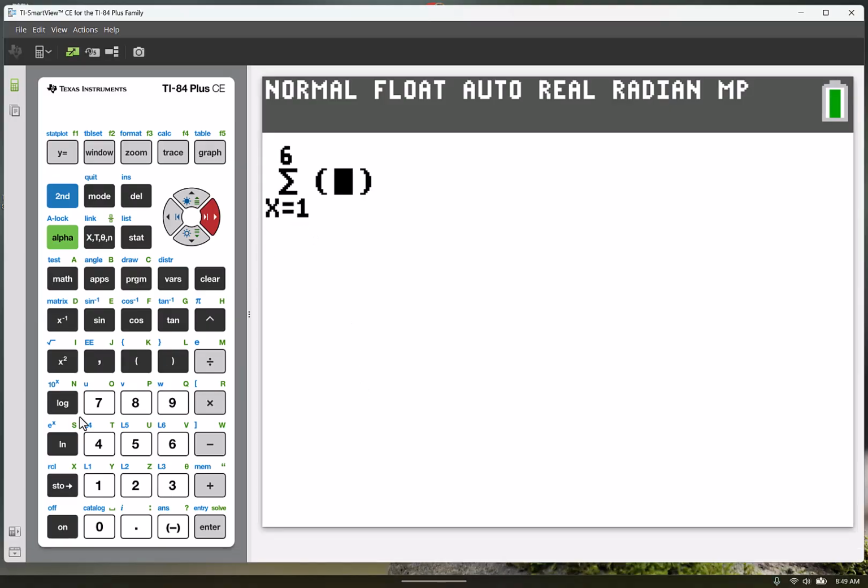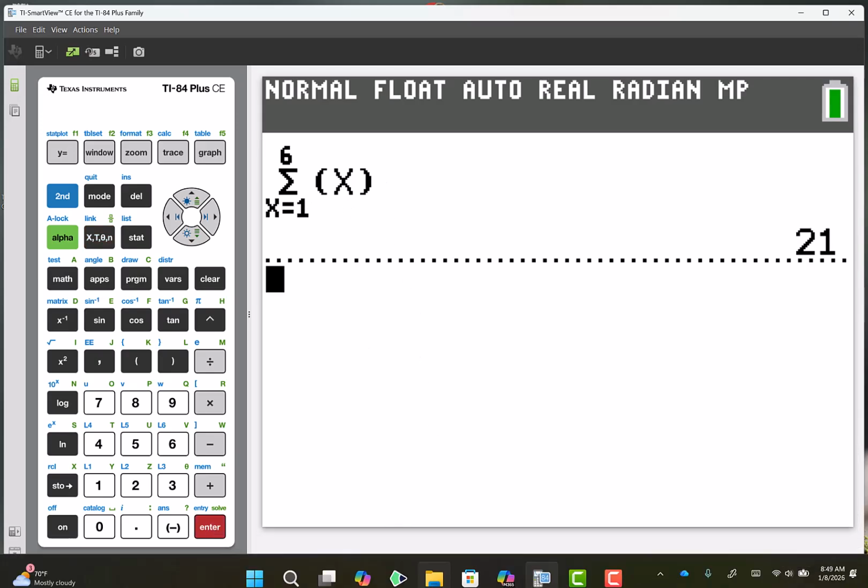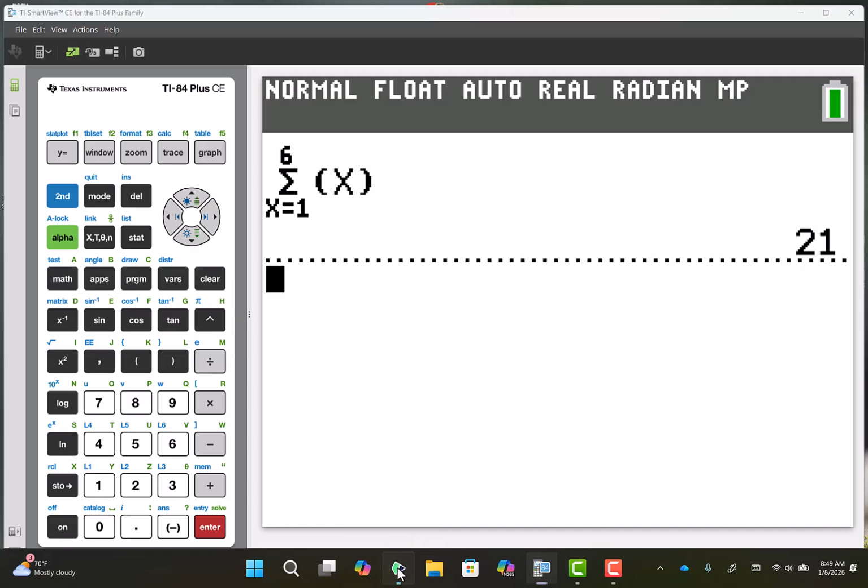What letter did I use? X. And then I push enter. And then look at that. Cool, right? And there it is. So now you know another tool on how you can use this calculator, guys.